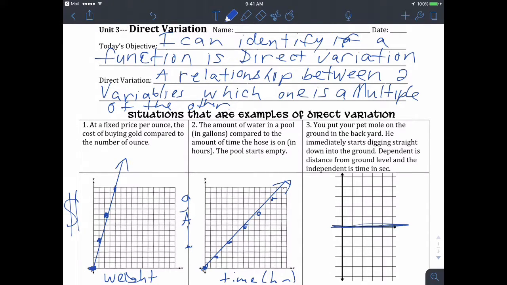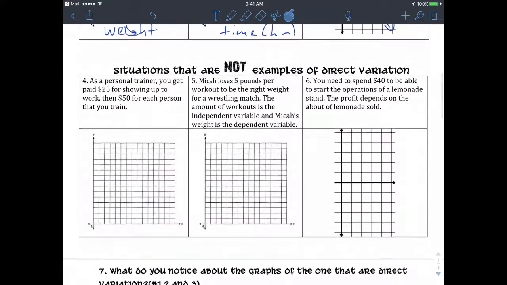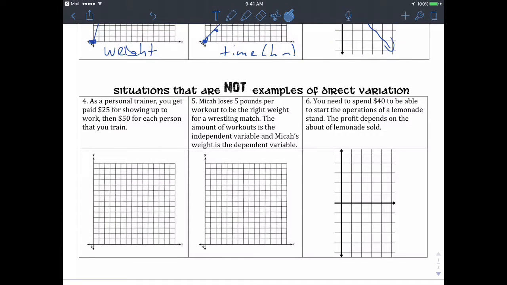Now, again, for this one, he starts at the ground level, which is right here, and then he goes downwards. So this is what the graph would look like, because the distance would go down as the seconds go by. All right. Now, here's the next one. Let me read it first before you watch it. It says a personal trainer gets $25 for showing up to work, and then $50 for each person he trains. Go ahead and find out what this graph is supposed to look like.